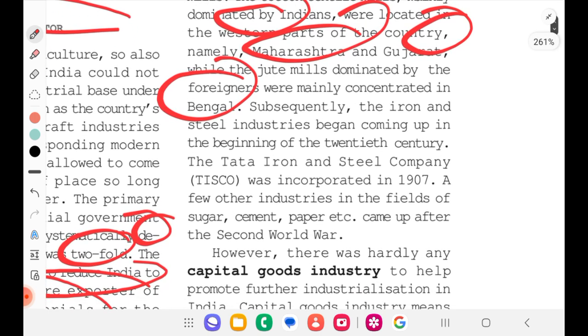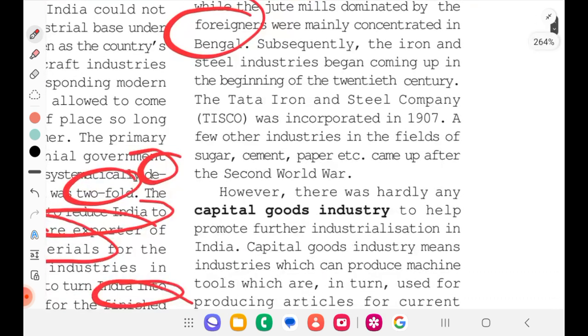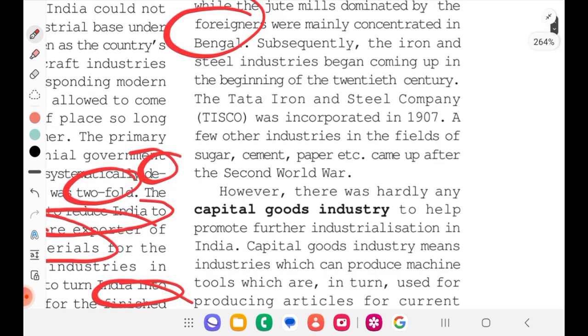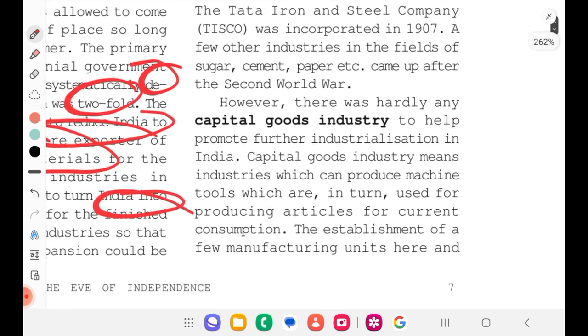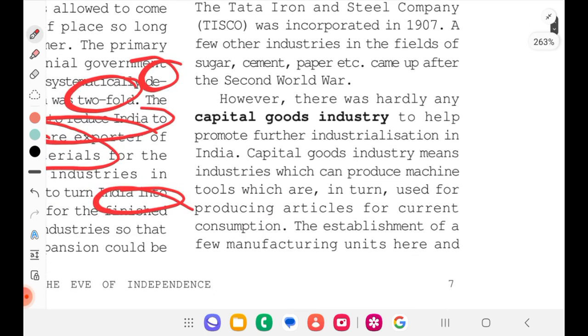Subsequently, the iron and steel industries began coming up in the beginning of the 20th century. The Tata Iron and Steel Company, TISCO, was incorporated in 1907. A few other industries in the fields of sugar, cement, paper, etc. came up after the Second World War. However, there was hardly any capital good industry to help promote further industrialization in India.